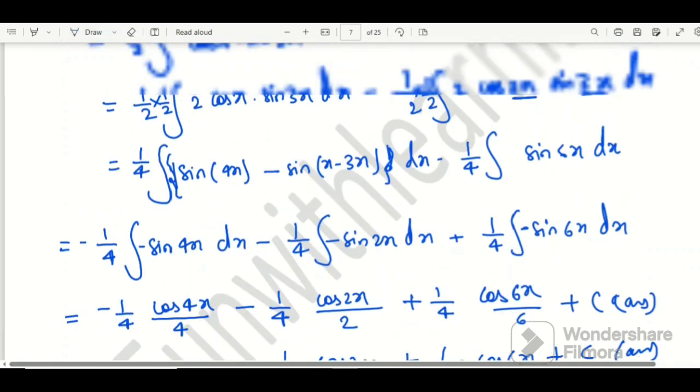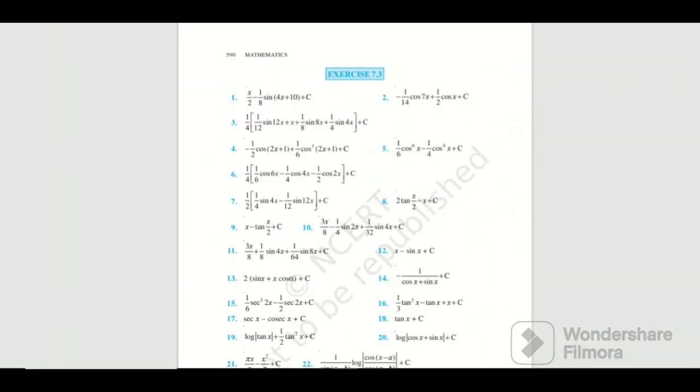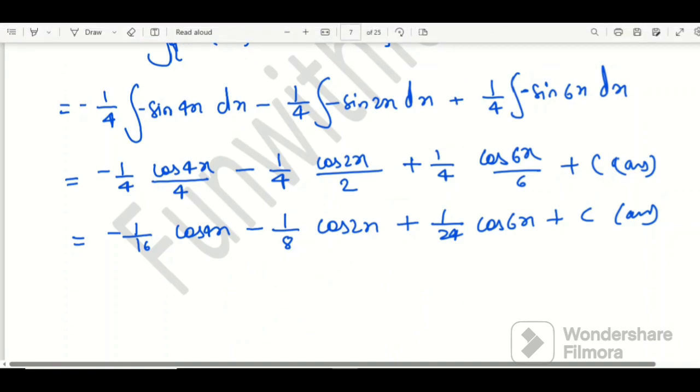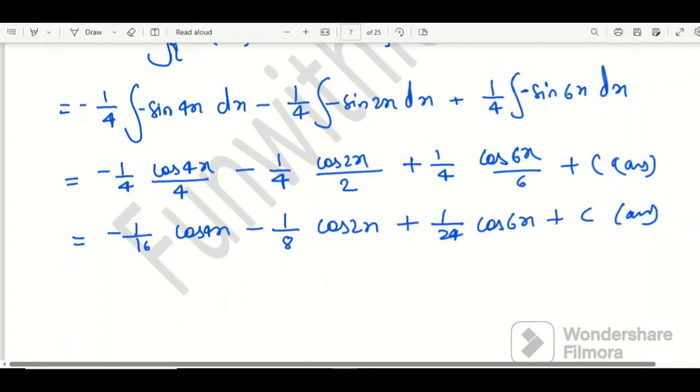So it was 6th number. So the answer we have is 1 by 24 cos 6x minus 1 by 16 cos 4x minus 1 by 8 cos 2x. So 24, 16 and 8. Minus sign with cos 4x, and minus sign with cos 2x. So it is right. We can take 1 by 4 common also. Even if you don't take, there is no problem. This is also right.